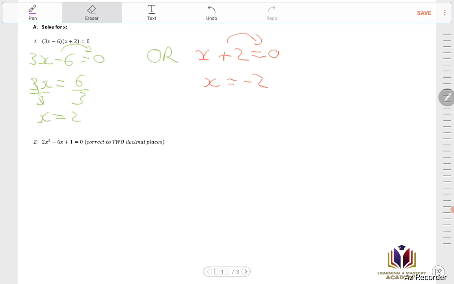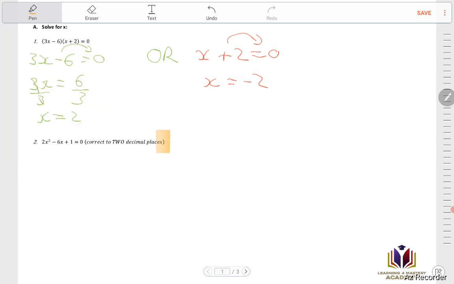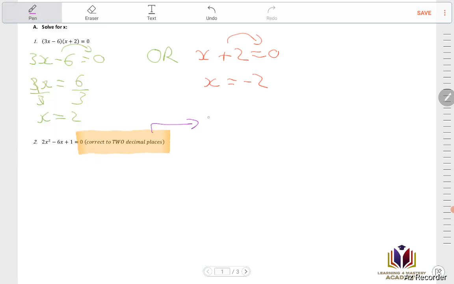Now, let's move on to the next question. Question 2 says, solve for x when given 2x squared minus 6x plus 1 equals to 0. Correct to 2 decimal places. Now, very important, okay? When they give you this in the exam, you have to know what it means. Correct to 2 decimal places. What does that mean? It can only mean one thing. It means use the quadratic formula.